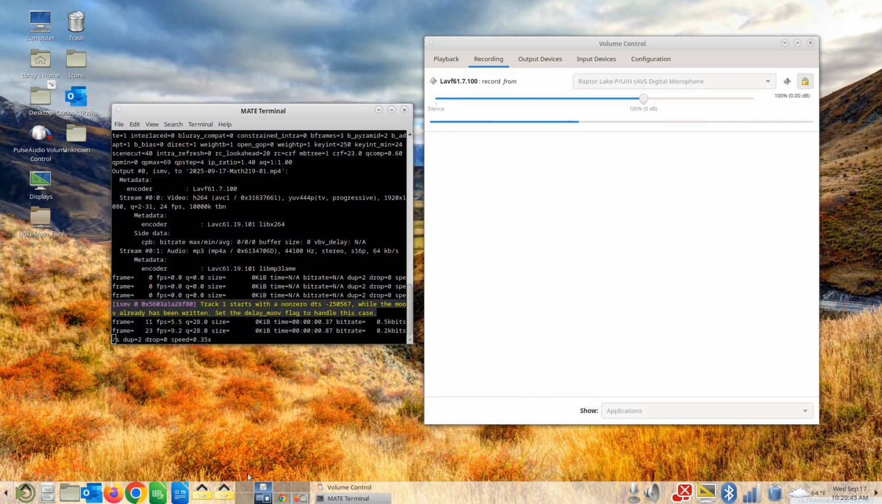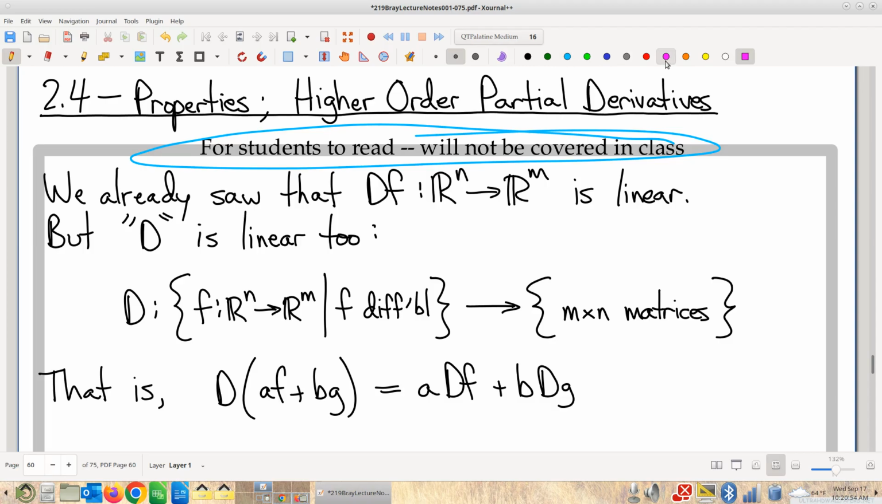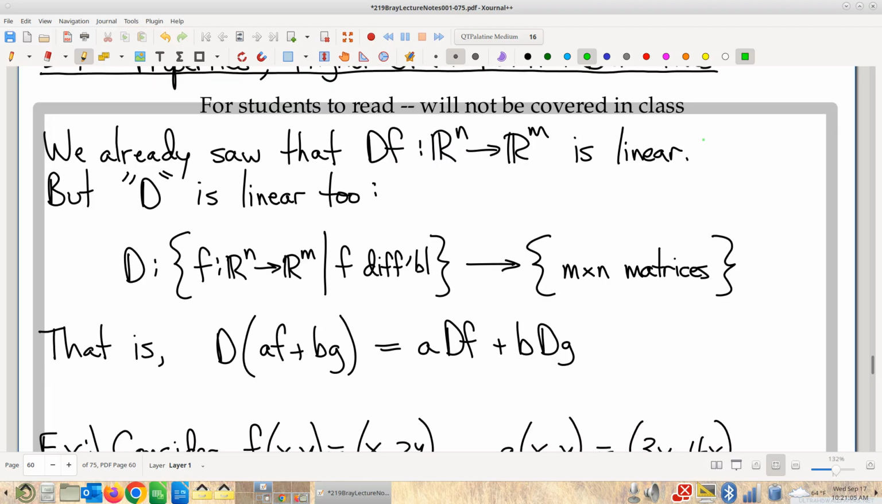So last time we finished section 2.3 and moved on to 2.4. There's not a lot to say about it. This is mostly pretty readable, so please do take the time. Make sure that you're good with all of this stuff. What I do want to talk about is this first little bit right here.